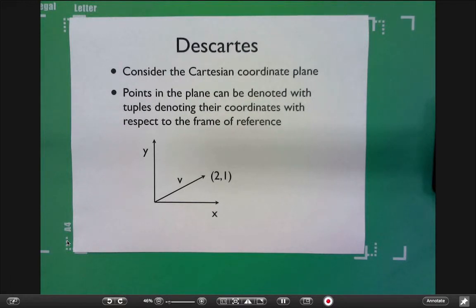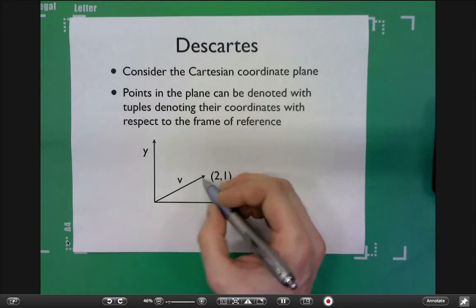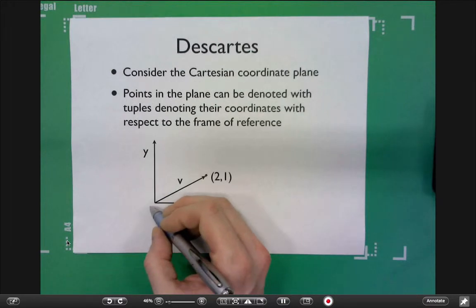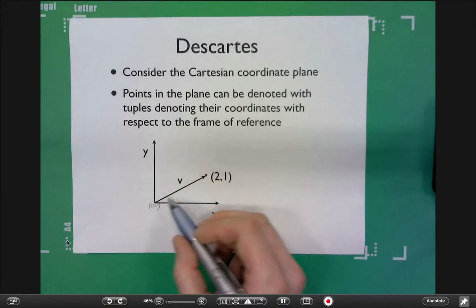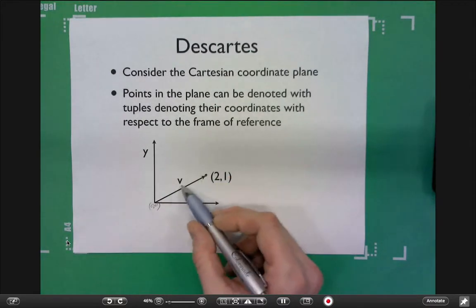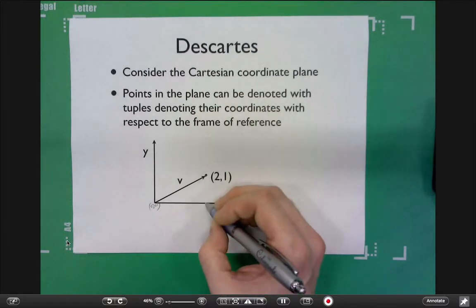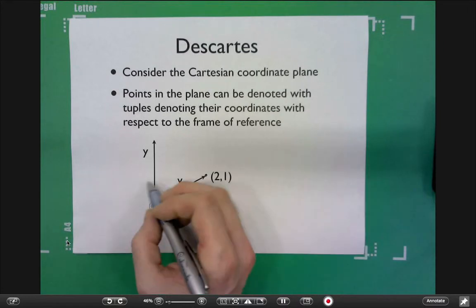But here I just want to say intuitively that if I have a 2D plane right here and some point right here, and this is my point 0, 0, then I can say that this point is also represented by some vector v, and the vector has coordinates 2 and 1.